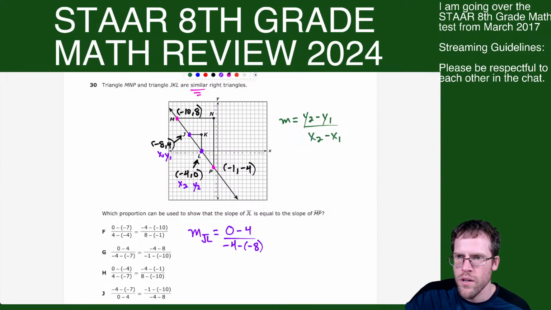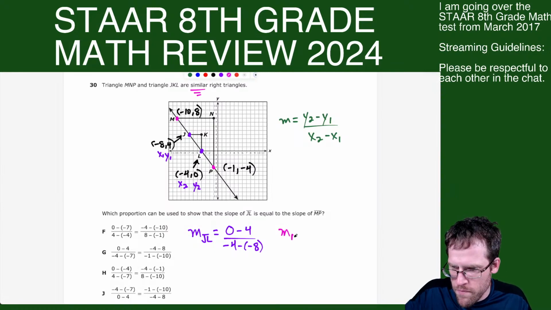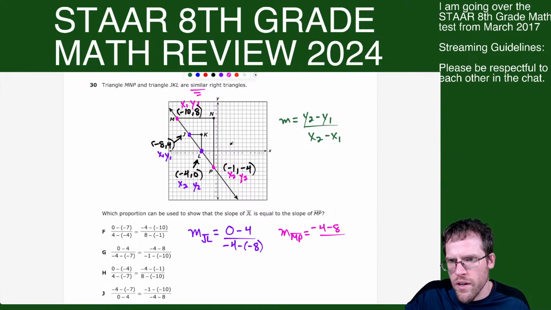Okay, and then the slope of MP, so the slope of M, that was not my best capital M, P is equal to, and now I'll pretend this is my x1, y1, and this is my x2, y2. So I find the slope between these points. I have -4 minus 8. And then I'm doing x2 minus x1. I have -1 minus -10. And I scan through the answer choices. Let's see. These should be equal, by the way. So these should be equal.